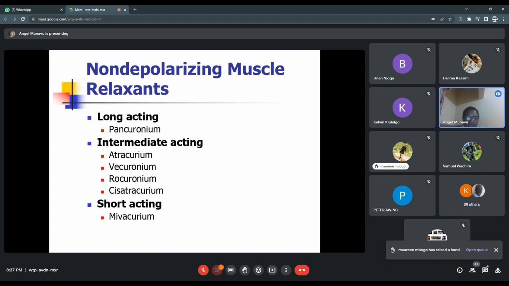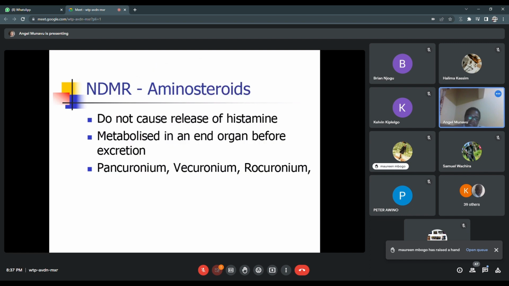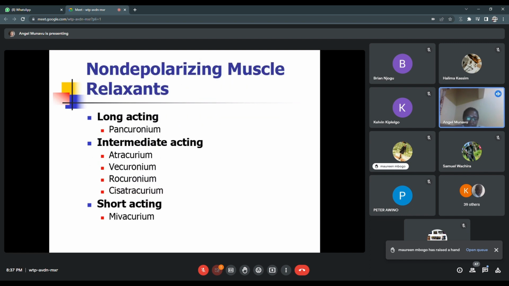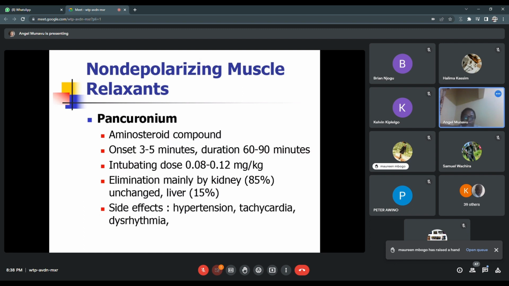And we have another short-acting benzylisoquinolinium, mivacurium. Maybe when you don't have suxamethonium, or maybe in patients with burns and muscle dystrophies, you can use mivacurium to intubate. So pancuronium, we just go through a few of these.